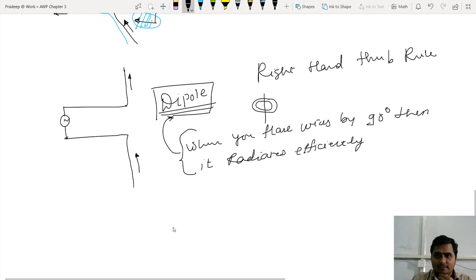But the question is still unanswered: how do the waves get detached from the dipole? I said you flare it by 90 degrees, waves will get detached from the dipole and radiated in the air. Everything is fine, but how is the question? How?